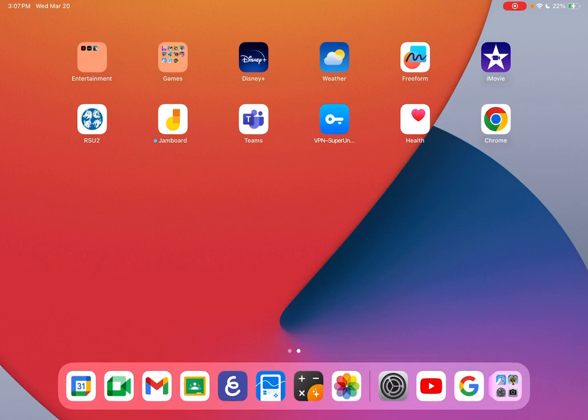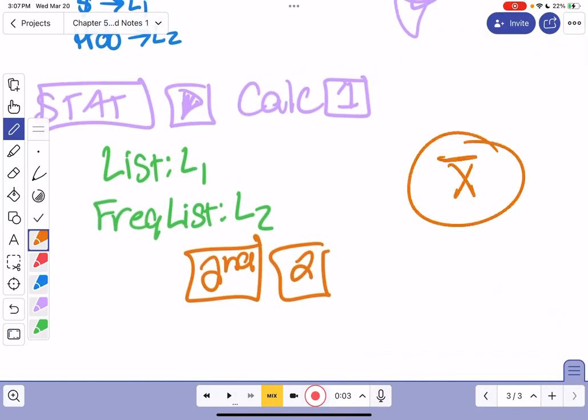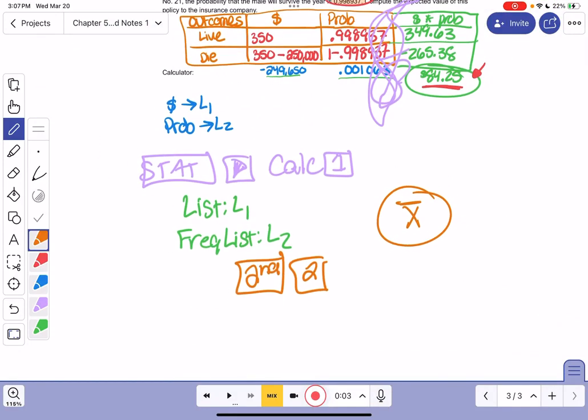But the X bar is really, when you get your calculator, it's going to spit out an X bar. That X bar is your mean. And if your calculator doesn't freeze like this one, it'll be the same, the 84.25.